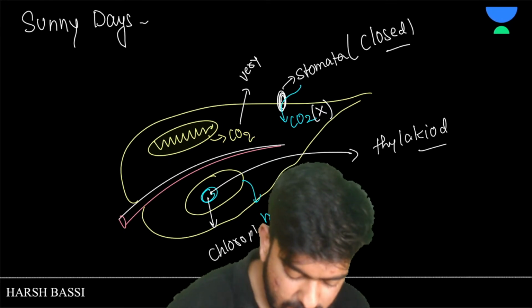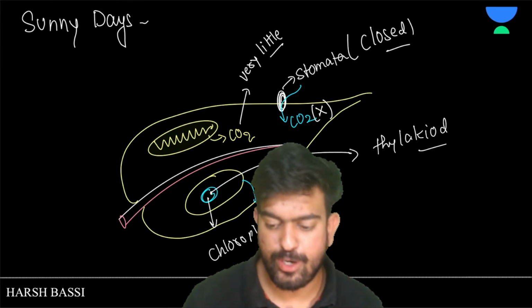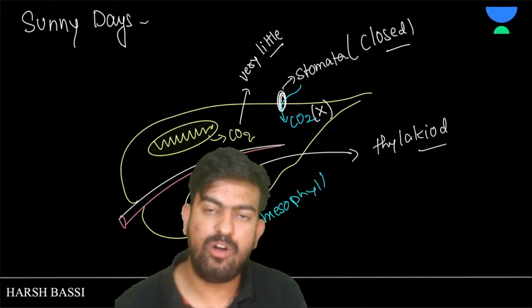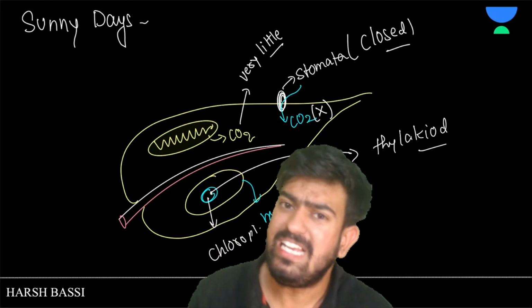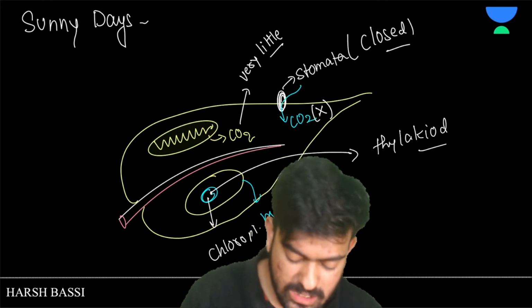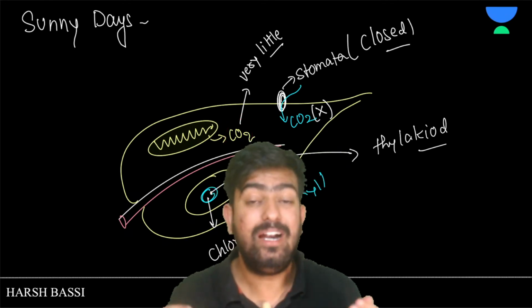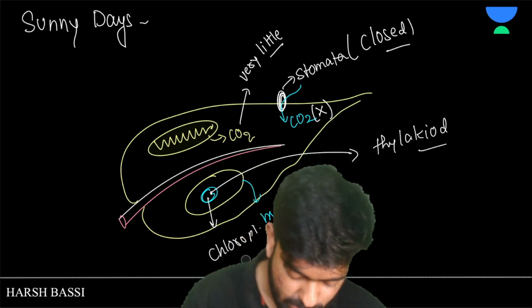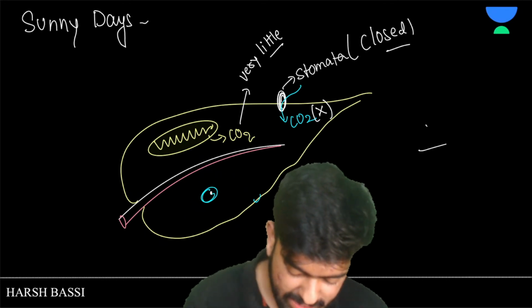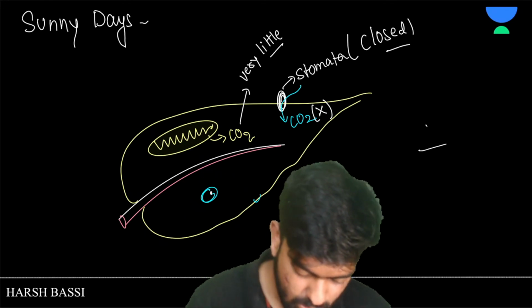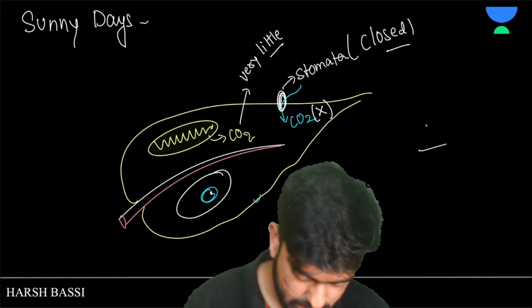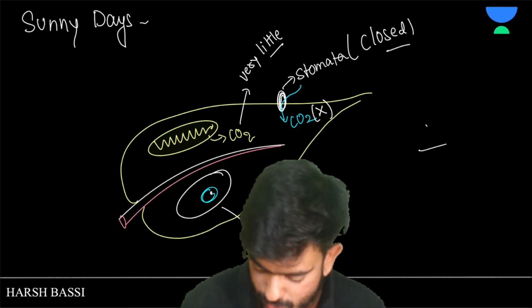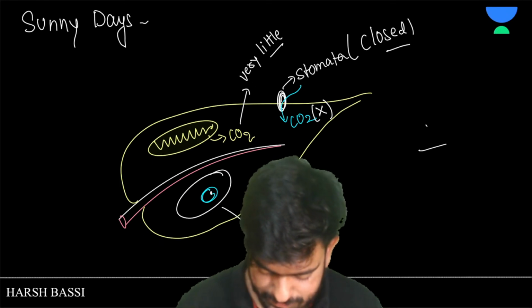So this will not be capable of producing. This will not be capable of doing Calvin cycle. The amount is very less. So alone, this carbon dioxide can't do photosynthesis, can't do Calvin cycle. So in this case, Calvin cycle will be stopped. No Calvin cycle.